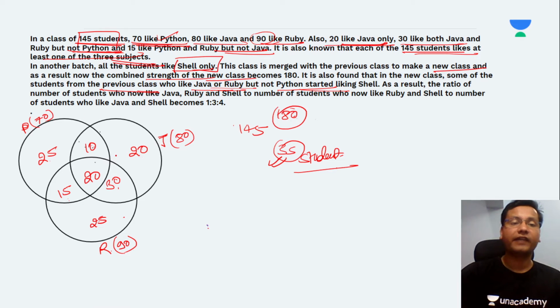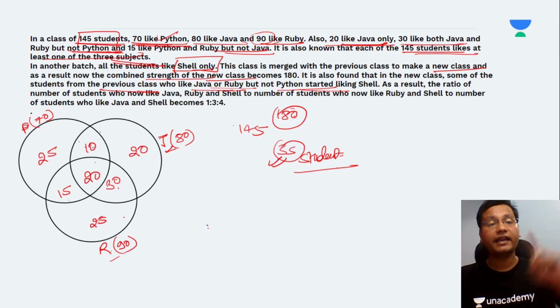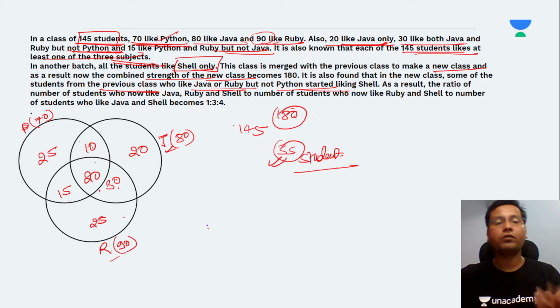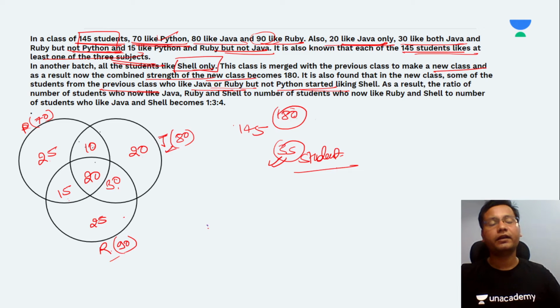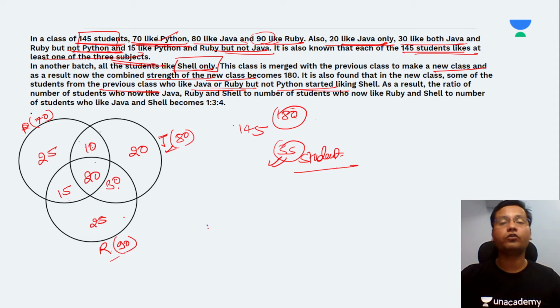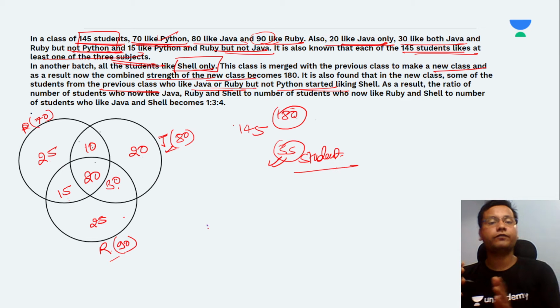That means what? Can I say कि यहाँ Java वाले और Ruby वाले कुछ स्टूडेंट को Shell पसंद आ गया. लेकिन Python वाले जितने भी स्टूडेंट्स हैं, ठीक है, including those who like Java or Ruby or Java, Ruby and Python all, they will not be included. So anyone who like Python, only Python or Python with some other languages, they are not going to be the part of the students who started liking the Shell.